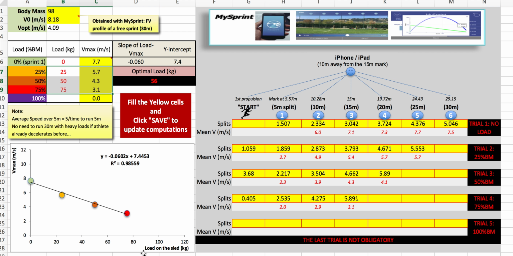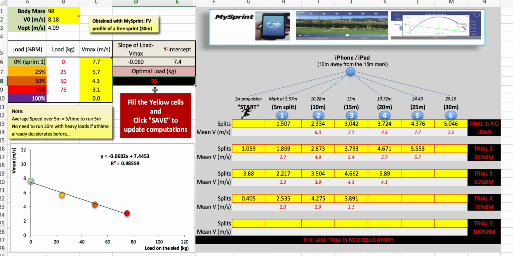It's accurate on a given surface with a given sled. So we don't compute friction here. It's a shortcut to estimate the load velocity curve. And there, using V0, and so the optimal velocity, which is half of V0, the linear equation here, the load velocity equation, allows us to calculate the optimal load for that subject.